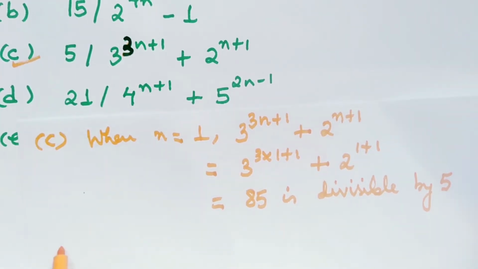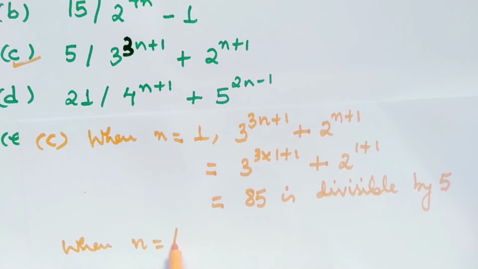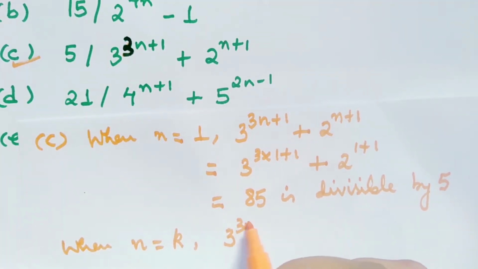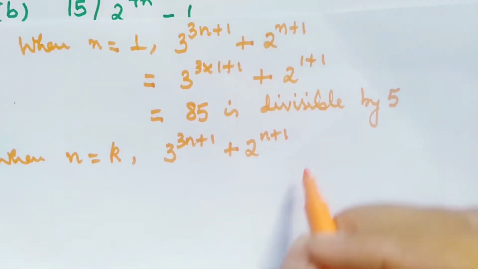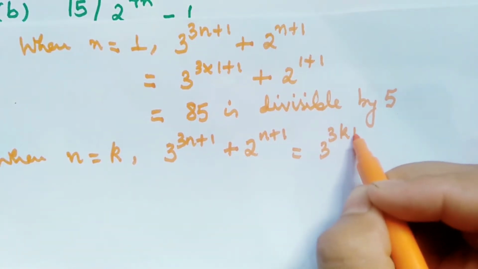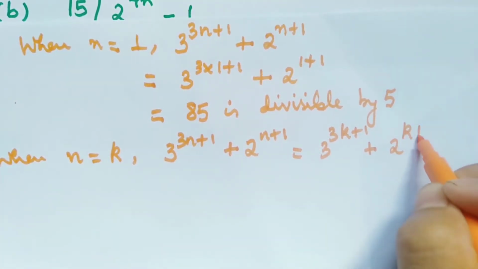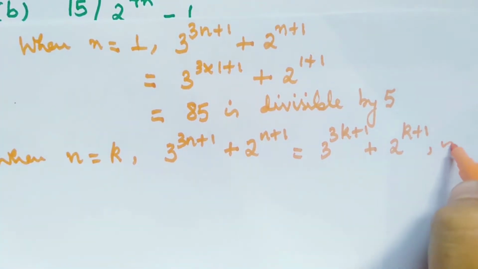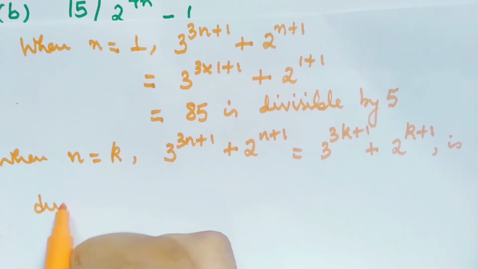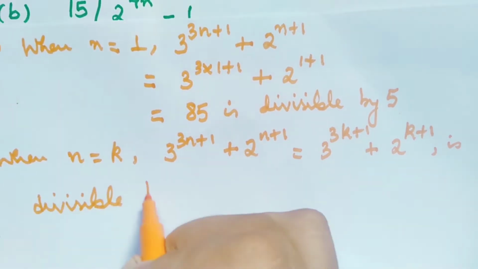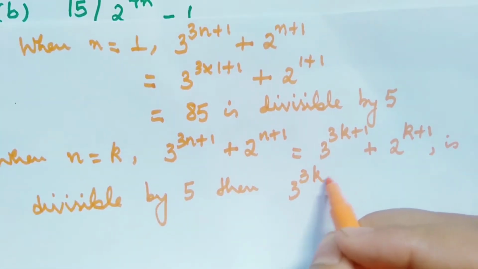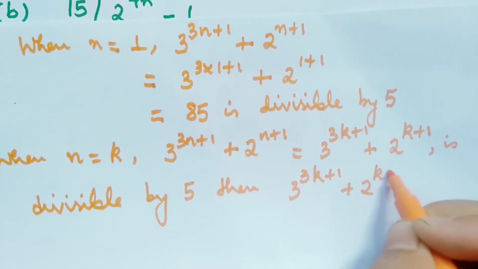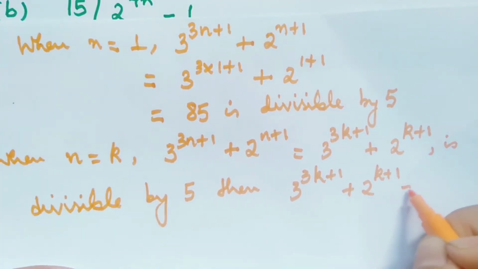Now we check for n equal to k. 3^(3n+1) + 2^(n+1) becomes 3^(3k+1) + 2^(k+1). Let this one be divisible by 5. If it is divisible by 5, then 3^(3k+1) + 2^(k+1) is equal to 5m, where m is an integer.